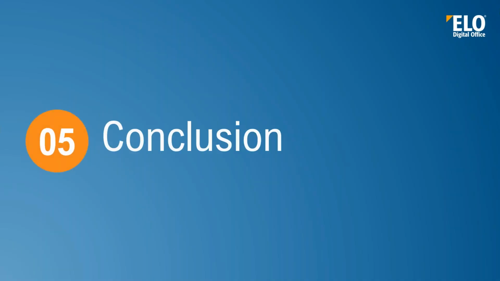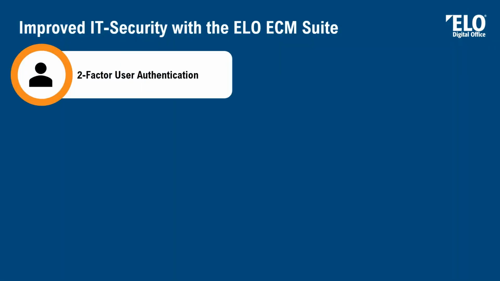So what's the conclusion? How can you improve the IT security with the ELO ECM suite? We have two-factor user authentication. We have a username, we have a password, and we have a secret key which can be exchanged with an authentication server. We have Active Directory integration, such things. So it can be configured in many ways to authenticate your users.